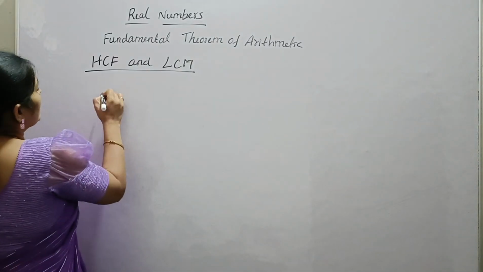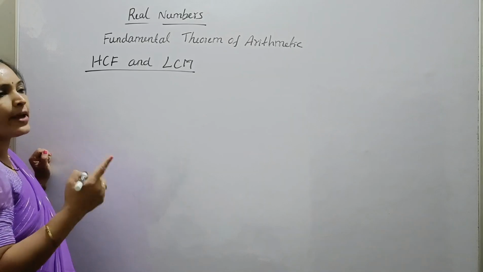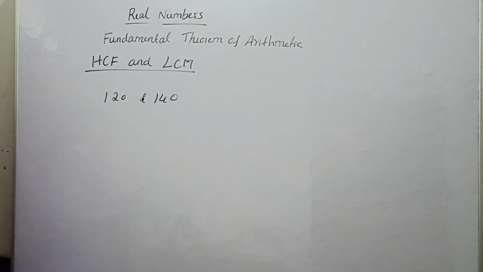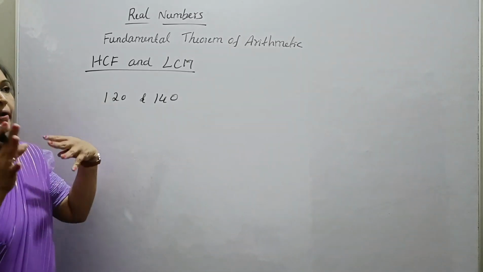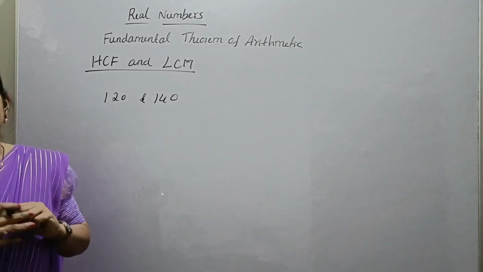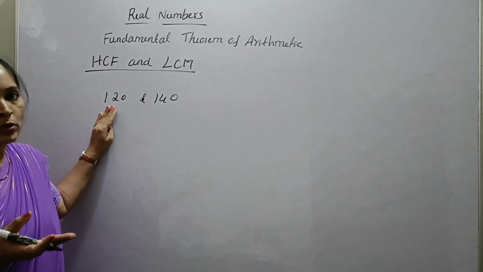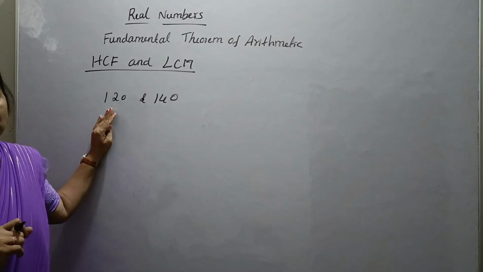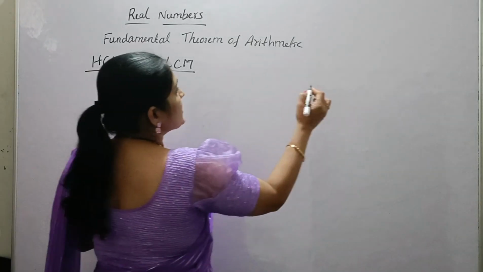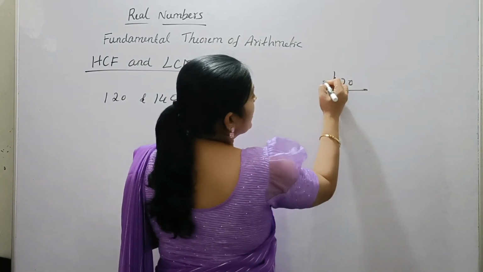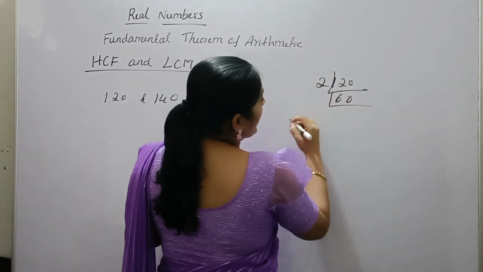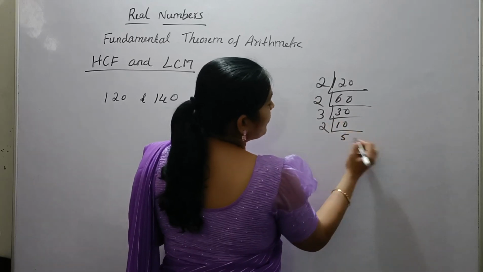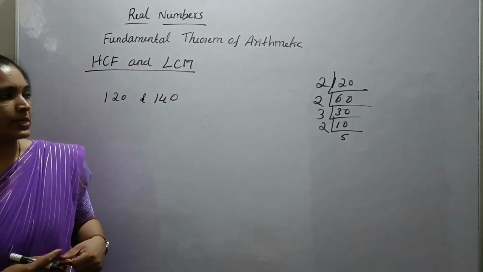For example, find the HCF of two numbers 120 and 140. First of all we have to write the prime factorization. These are composite numbers, right? So first of all we have to write these numbers as the product of prime factors. 120: 2 times 60, 2 times 30, 3 times 10, then 2 times 5. All these are prime numbers.